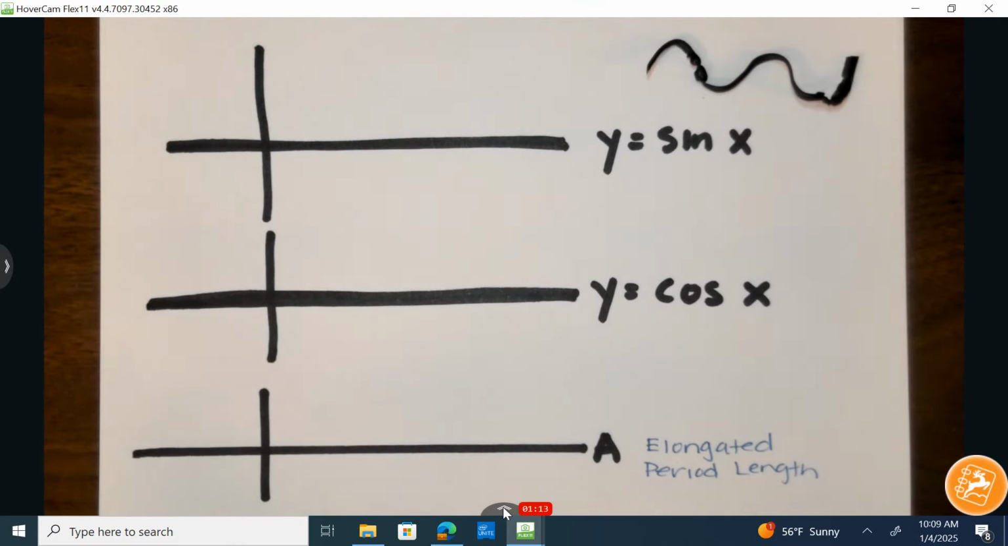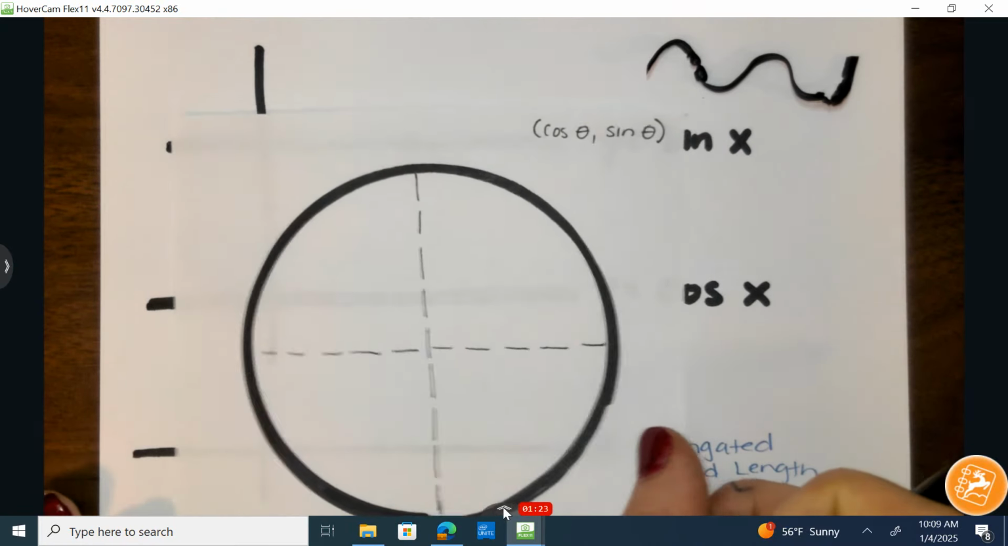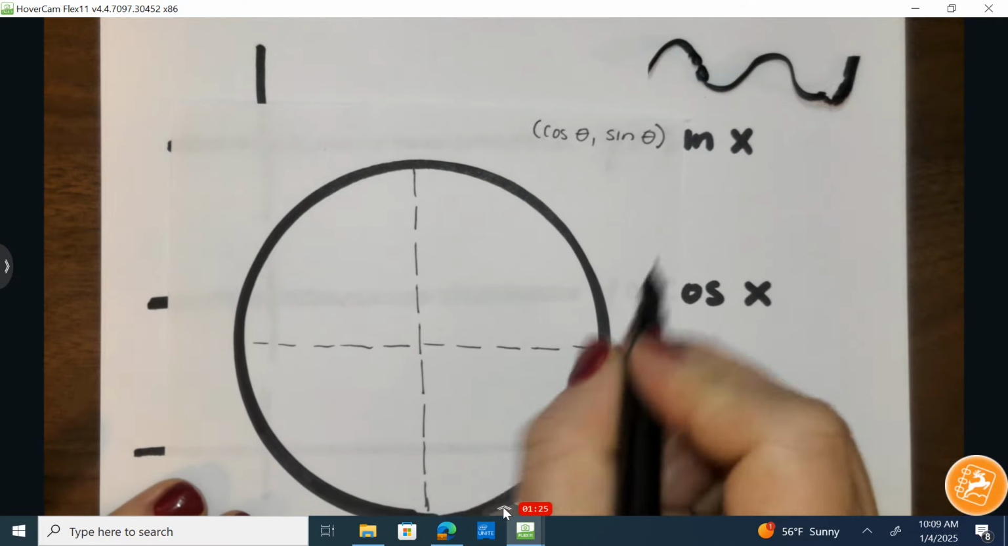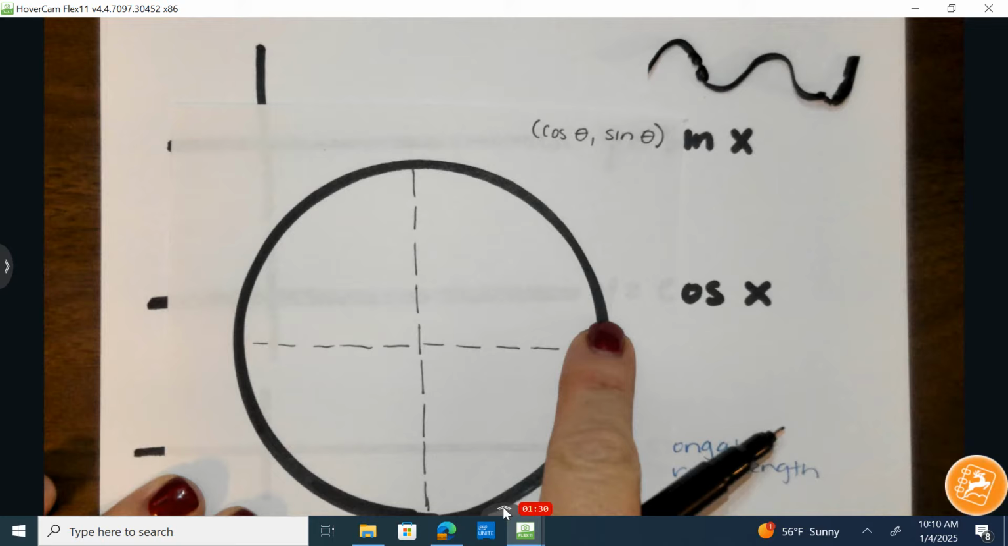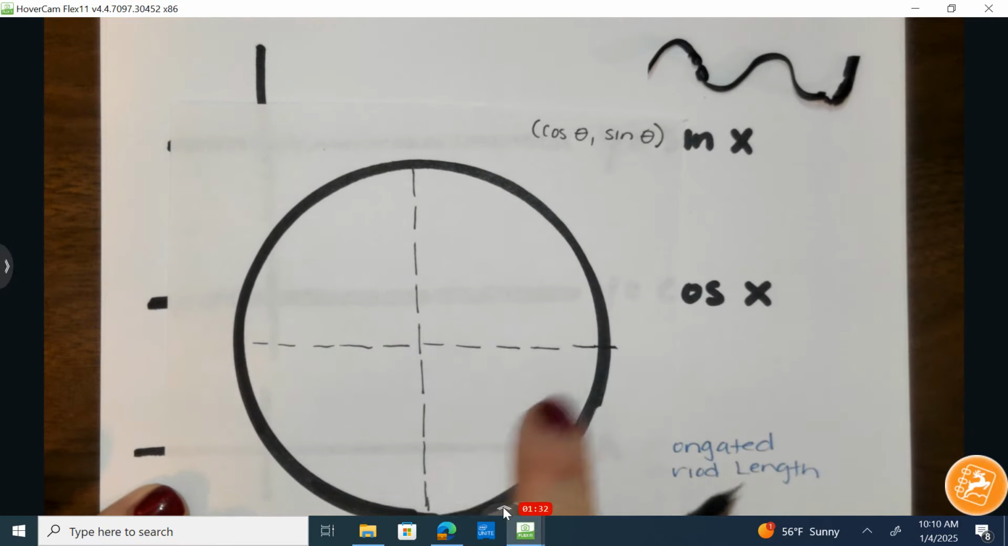Now, how do we graph one basic rotation? Remembering that trigonometric functions are circular functions, let's look at the unit circle. As we learned in lesson 1, we're going to start right here. And I'm just going to divide this one unit circle into 4 equal parts.